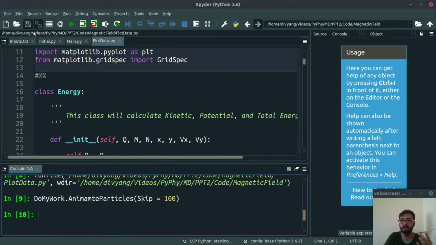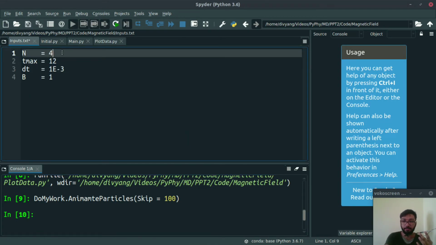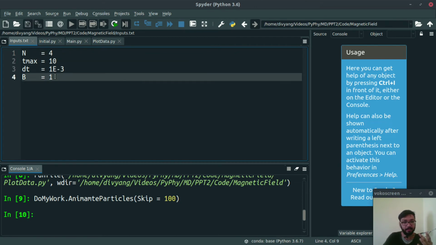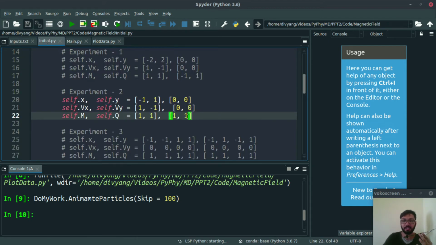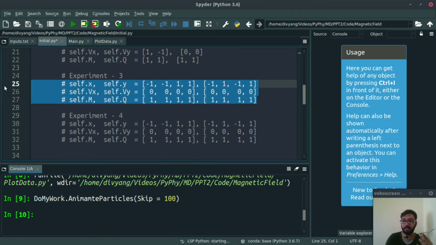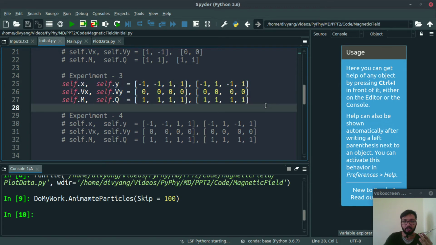Okay, so let's simulate this system. We want to simulate 4 particles, so I will write n equal to 4, and I will run this simulation for 10 seconds of normalized time. dt is going to be the same, and the magnetic field B is also going to be the same. Now let's initialize our problem. Okay, so these are the inputs for the third experiment.